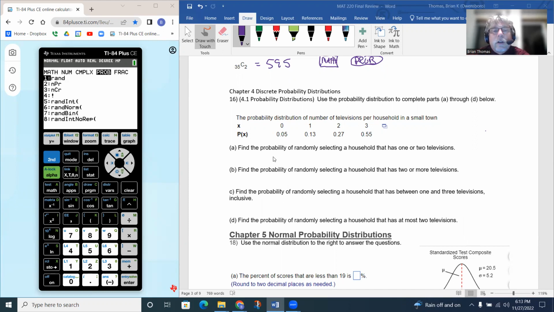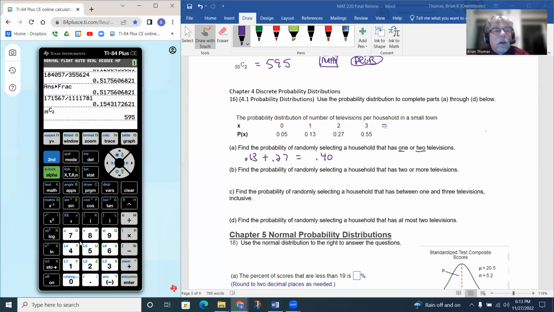Part A says, find the probability of randomly selecting a household that has 1 or 2 televisions. So 1 or 2 means to combine these together. The 1 was the 0.13 plus the 2, which is the 0.27. If we add those together, we end up with 0.40. Double checking my math, 0.13 plus 0.27 does give me 0.40, or simply 0.4. So that's A.